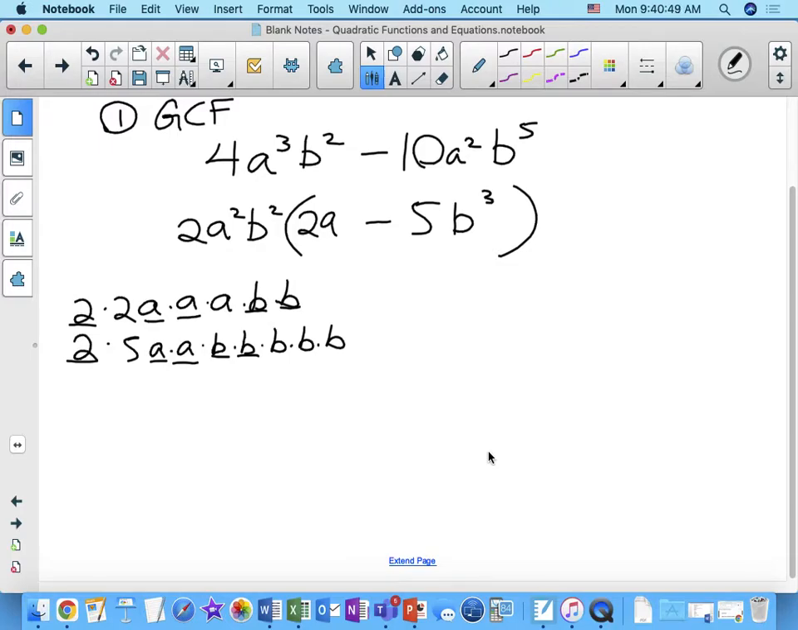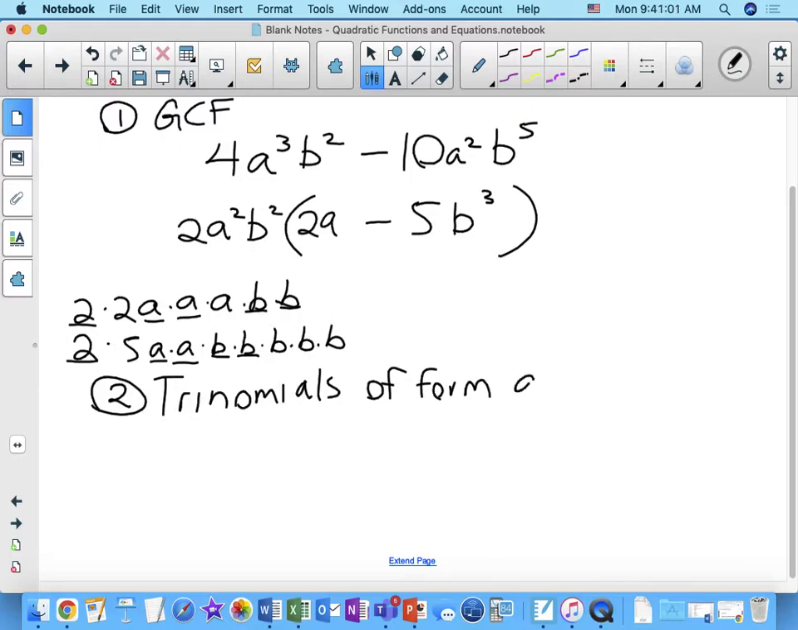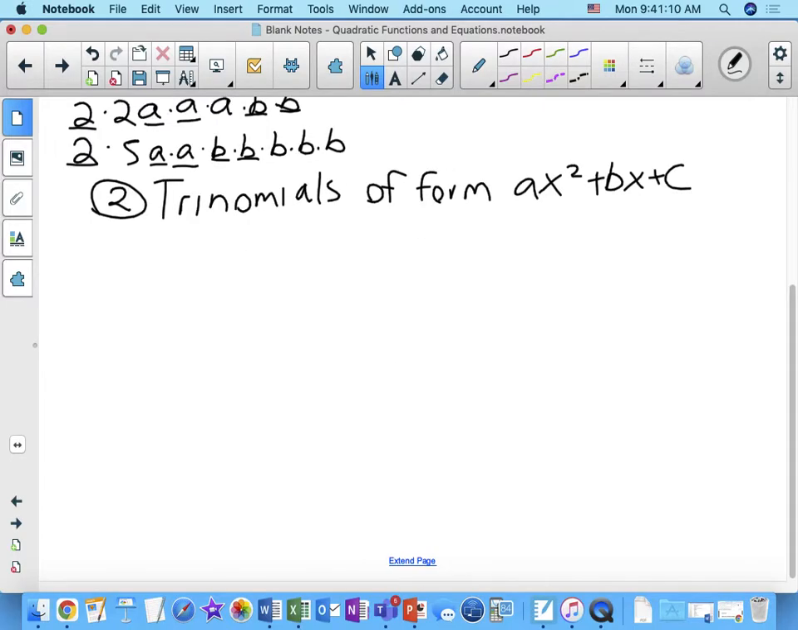The second type of factoring is trinomials of the form ax squared plus bx plus c. Okay, so let's say we're looking at x squared plus 7x plus 10. Now, whenever you're factoring anything, the first question you should always ask is, is there a greatest common factor between these three terms?